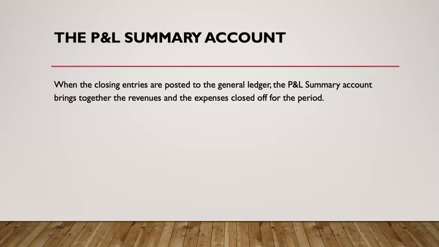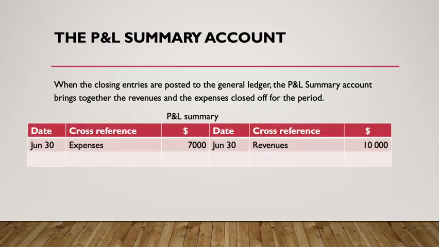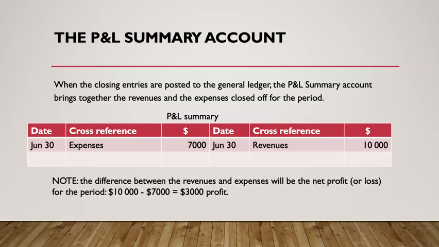We now have a P&L summary account that has the revenue and expense details there. This is our scorecard. And in this example, it would look like this. The P&L summary account, an owner's equity account, has recorded revenues of $10,000, expenses of $7,000 as our scorecard. You know that the difference between this is the $3,000 of profit.